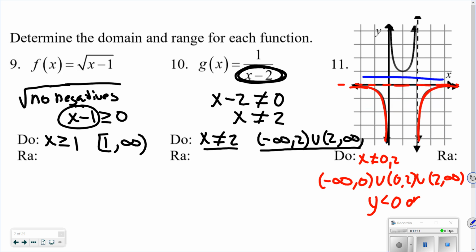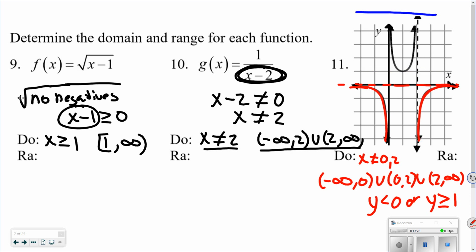Then there's nothing until I get to when y is 1. So y could be greater than. Now ask yourself, does it actually hit 1? It looks like it does. So I'm going to say y can be greater than or equal to 1. Then it just keeps going up from there.